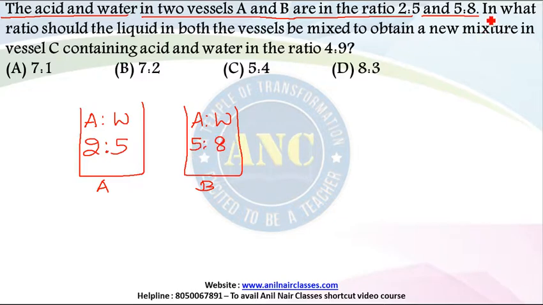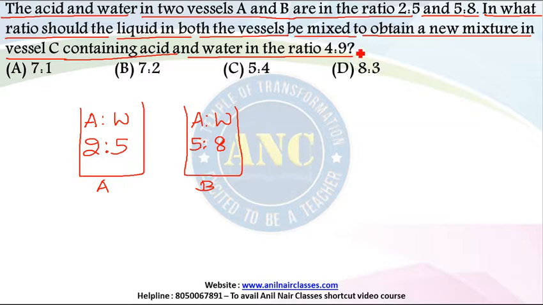Read the next statement. In what ratio should the liquid in both the vessels be mixed to obtain a new mixture in vessel C containing acid and water in the ratio 4:9? That means there is another vessel. That vessel is named vessel C. What they are saying is you need to take some liquid in both the vessels, and those liquids should be mixed, and the mixed liquid should be obtained in a new vessel C.